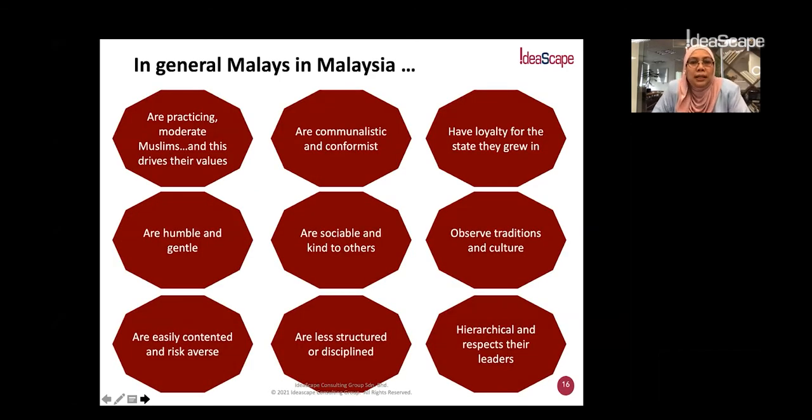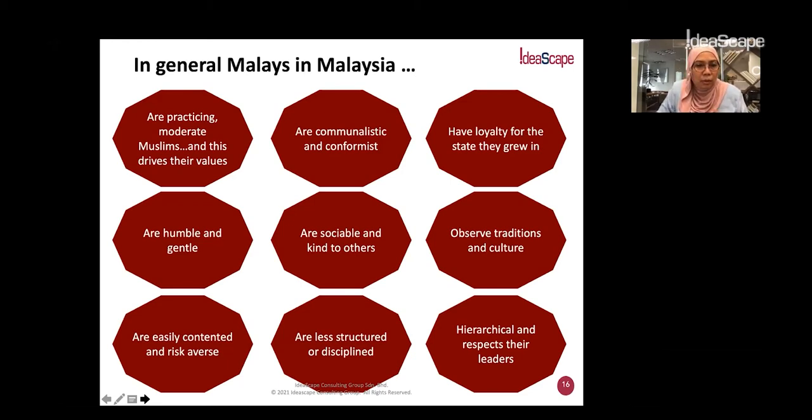And we will see that in general Malays, I mentioned some of this, we are practicing moderate Muslims and this drives our values. We are social herding, we are communalistic, and we tend to conform. We have loyalty for the state we grew in. So we are like, you know, the Kelantanese and the Johorians and the Dans. When they meet with one another, they just click. So sense of brotherhood is very, very strong with the Malays. We are very humble and gentle people and very kind, sociable.